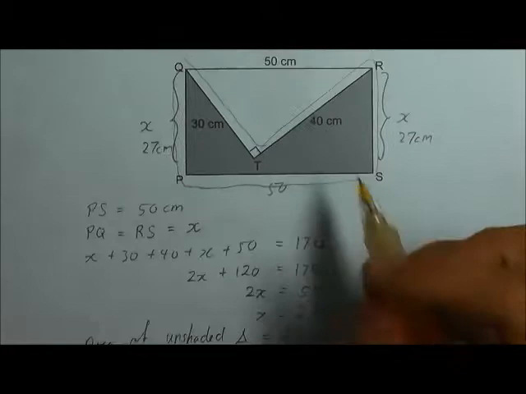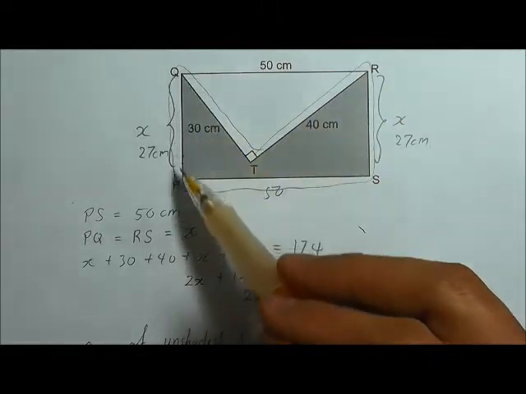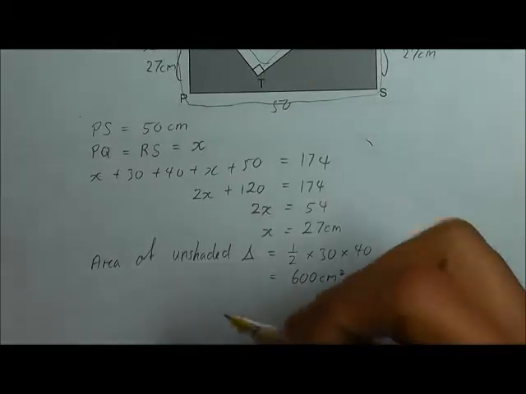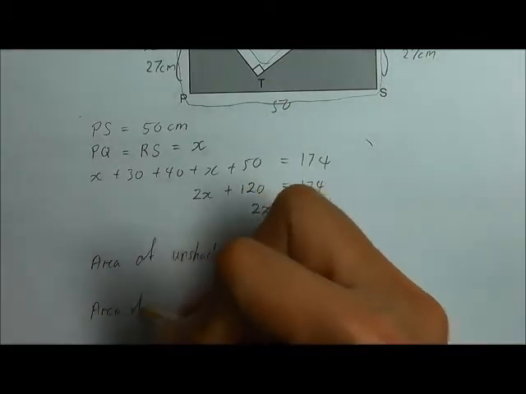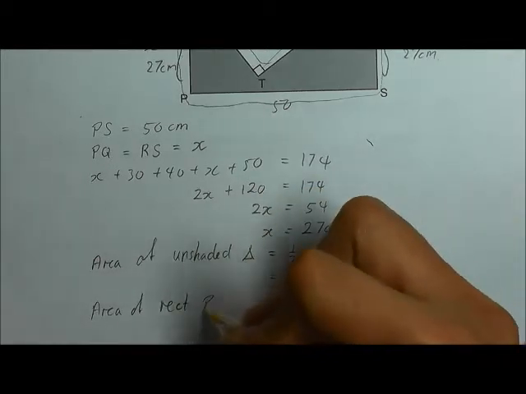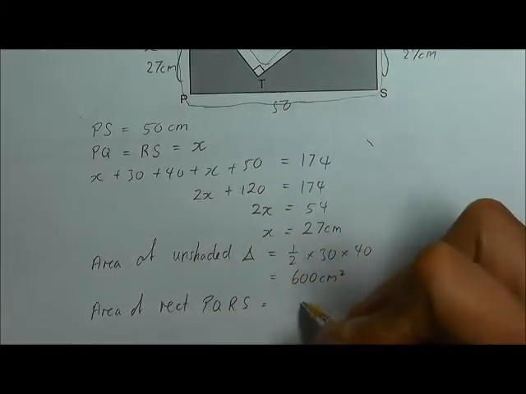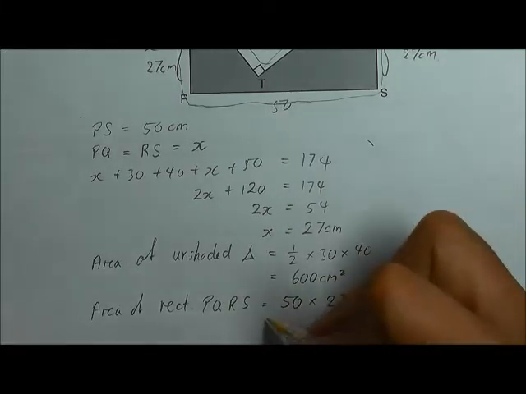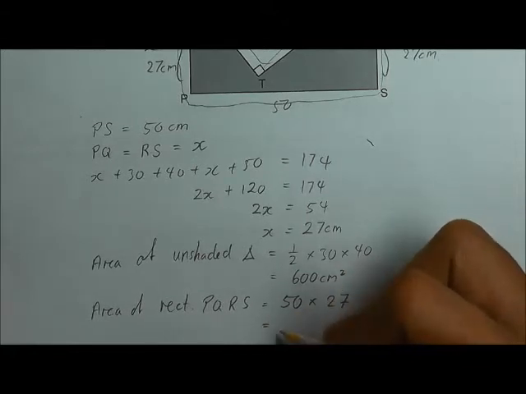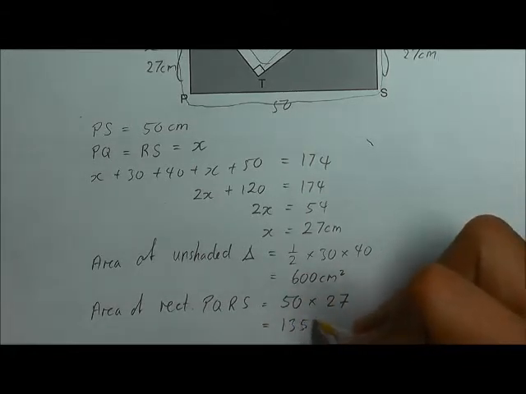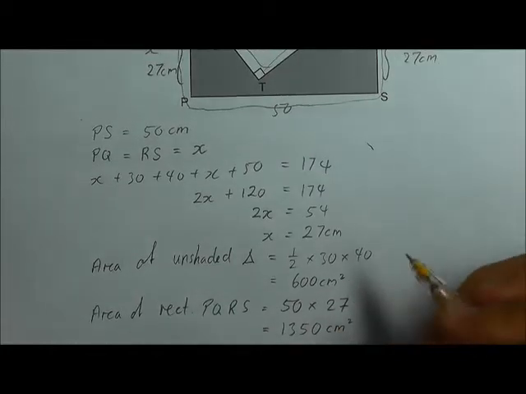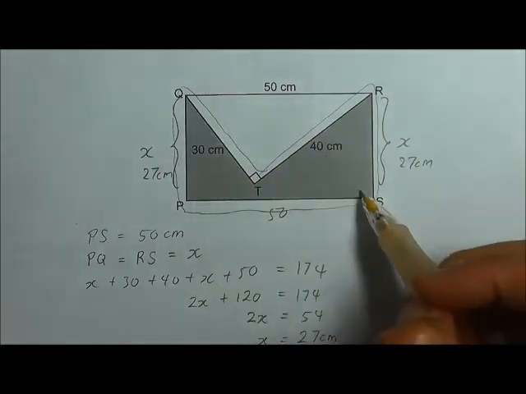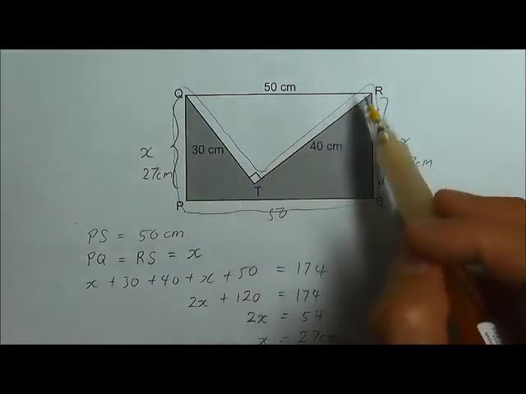Okay, next we want to find the total area of the rectangle PQRS. So area of rectangle PQRS is equal to length times breadth, which will be 50 times 27. So that will give us 1350 cm squared. And the area of the shaded part is just the area of the rectangle minus the area of this triangle here.